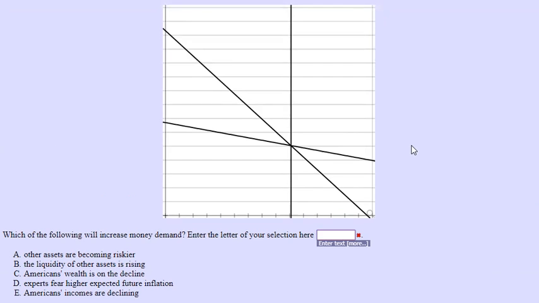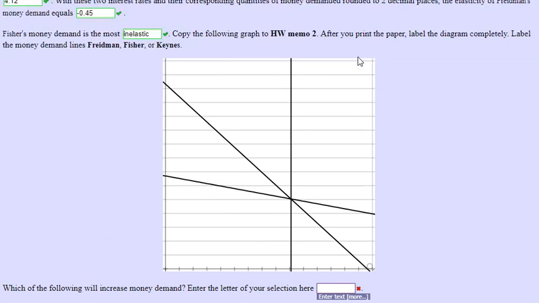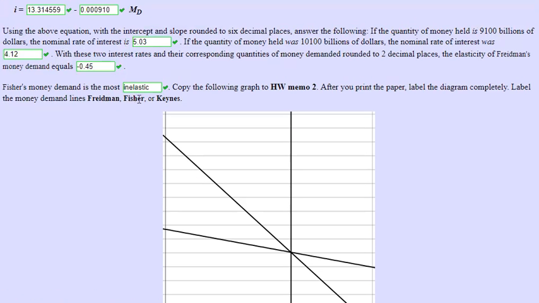Okay? So for your homework memo, screenshot this graph, label this nominal rate of interest I, label this the quantity of money M, and then identify these three money demand equations as either Friedman, Fisher, or Keynes.